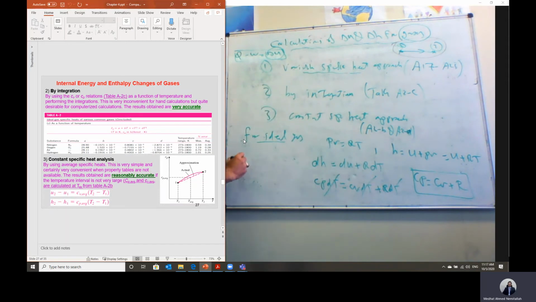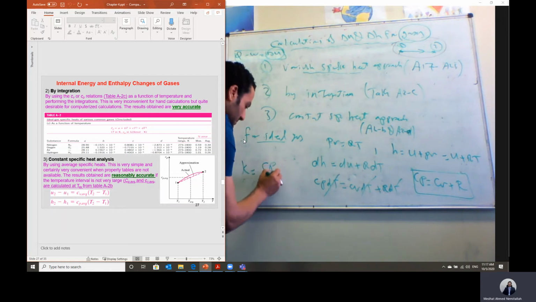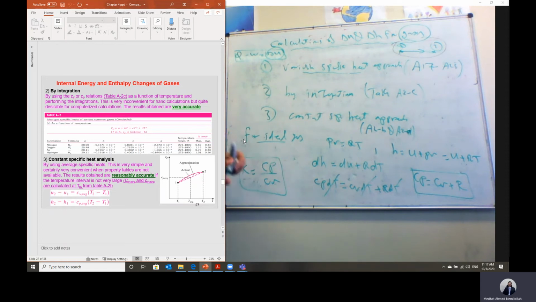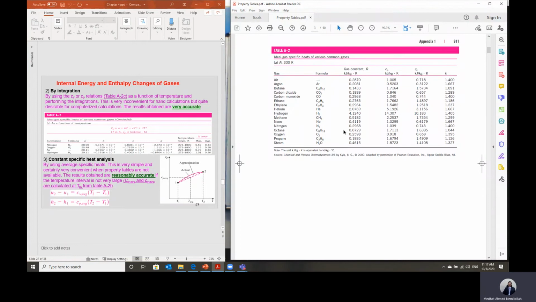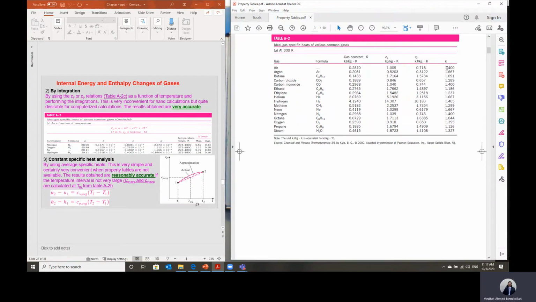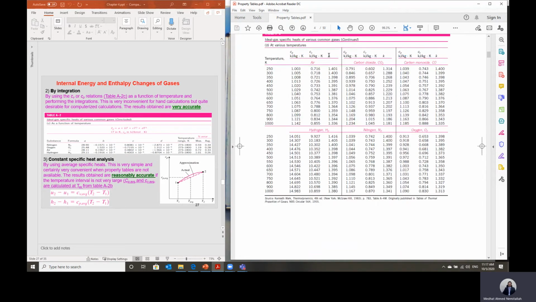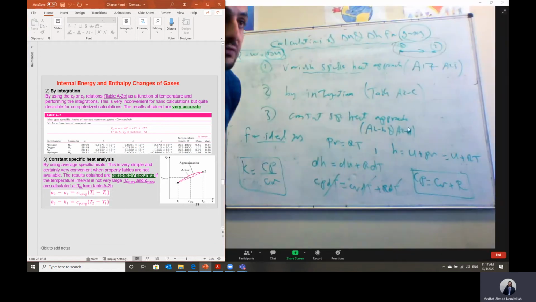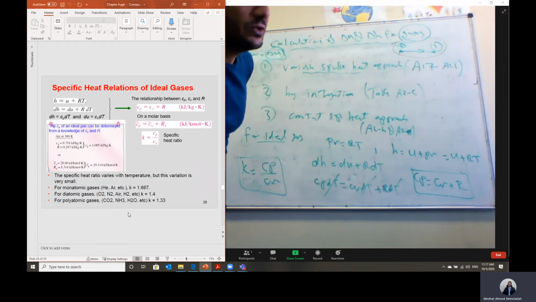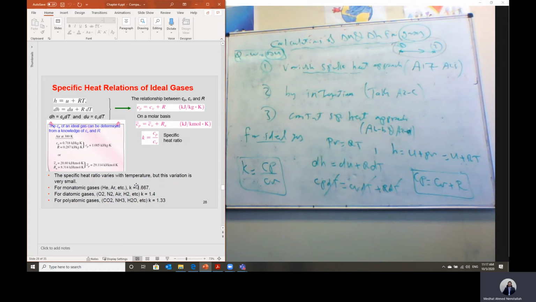We have another property for gas, which we call the specific heat ratio, k, which is just the ratio between Cp and Cv. It's Cp over Cv. And this value is listed in Table A-2b and A-2a. You'll find k is given, Cp is given, Cv is given, and the value of k, which is just Cp over Cv, is given. In Table A-2b, you'll find also k is given, which is Cp over Cv in this case.